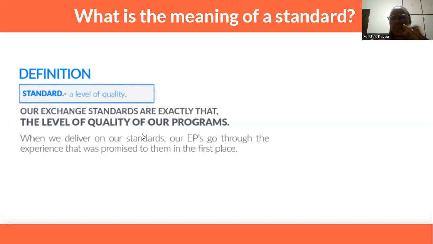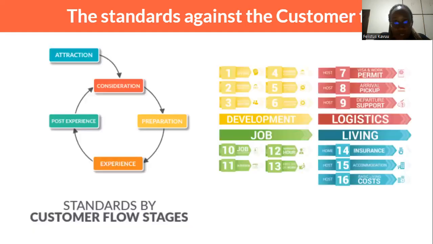Anyway, let's just begin by understanding what exactly is a standard. A standard basically is a level of quality. So our exchange standards are basically a level of quality to our program, so that all EPs, all exchange participants across all projects that we have across the 114 countries that we run ISEC, are going through the same process. They're undergoing the same level of quality experience.